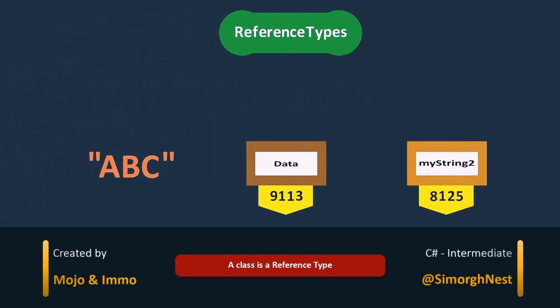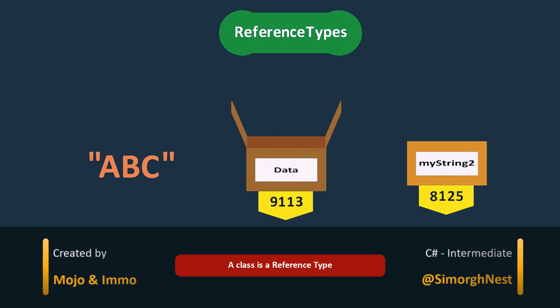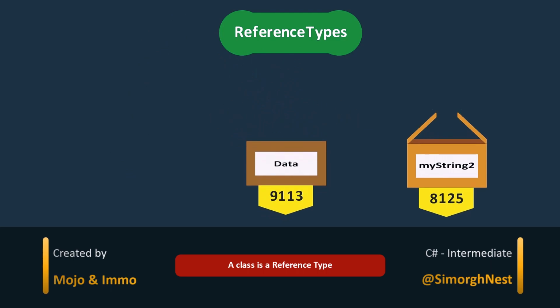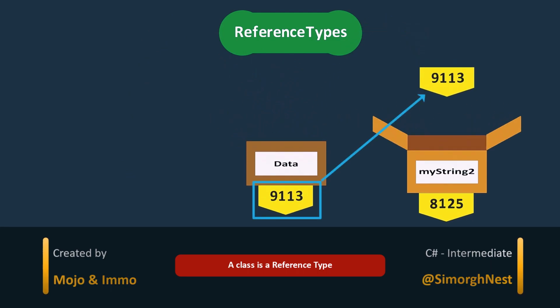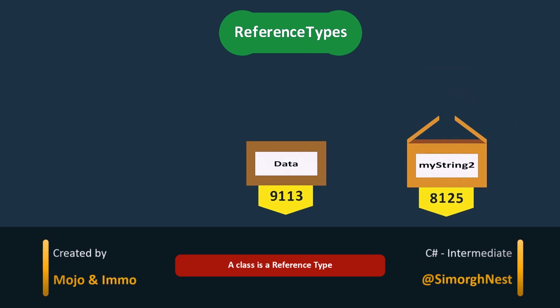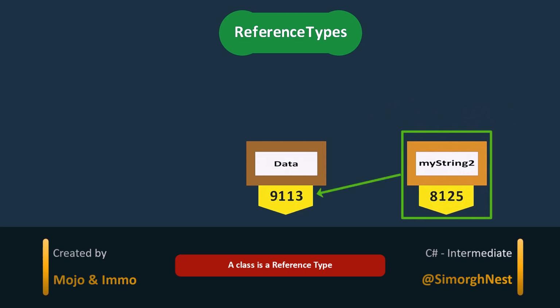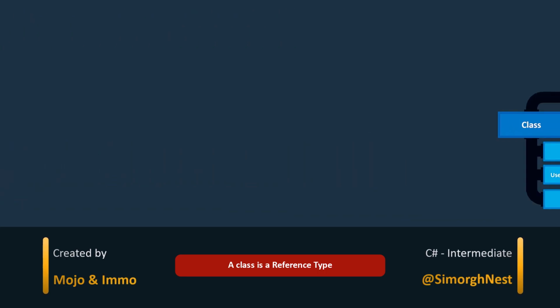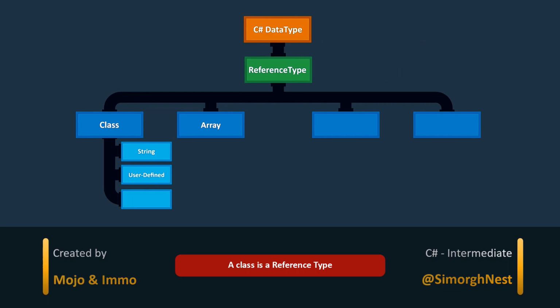Unlike value types, reference types in C# do not store their value directly. Instead, they store a memory location or pointer that points to the actual location where the value is stored. This means that a reference type refers to the data stored elsewhere in memory. In simple terms, a reference type holds a pointer to another memory location that contains the actual data. Examples of reference types include strings, arrays, user-defined classes, and all instances of class objects.